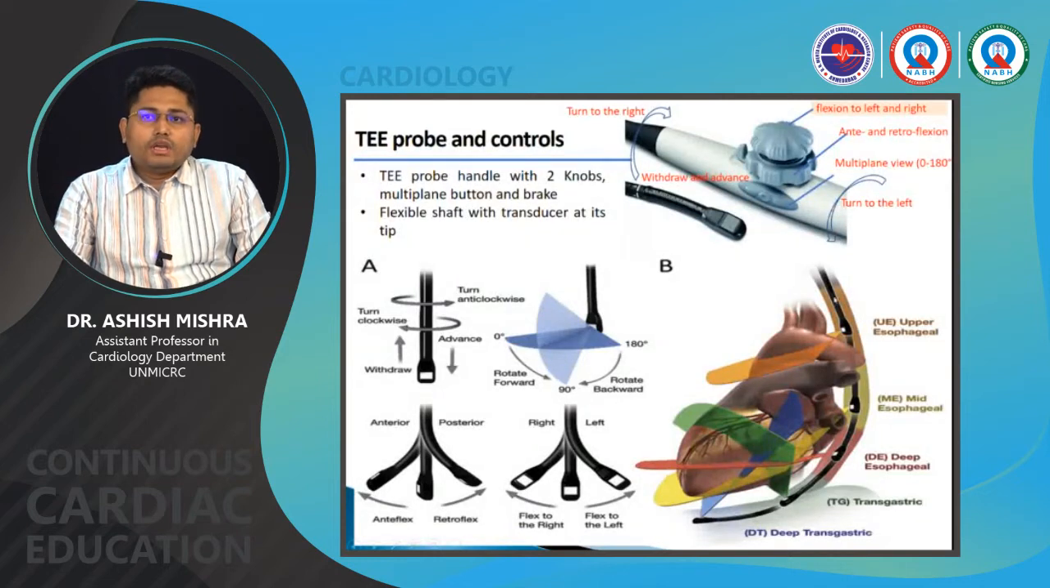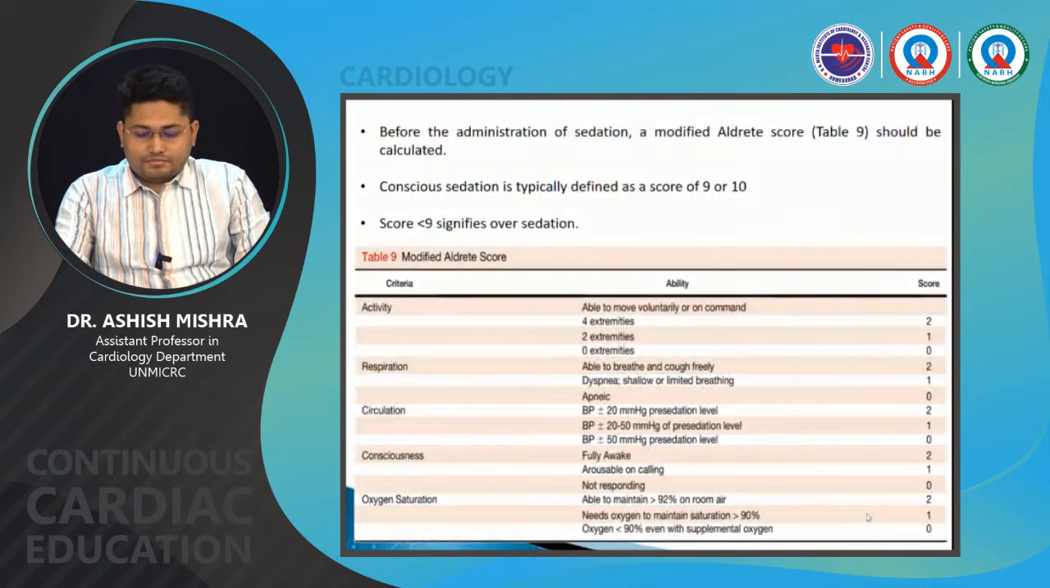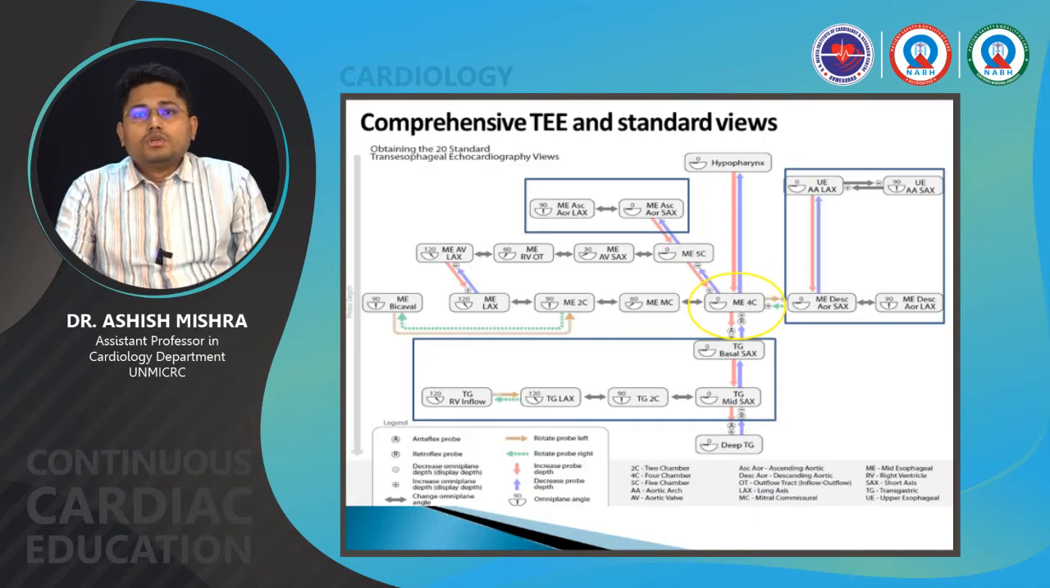So these are some of the various views which we acquire while doing TEE. Basically upper esophageal views, mid esophageal views, then there are transgastric views. So this is a schematic diagram for comprehensive TEE and standard views.